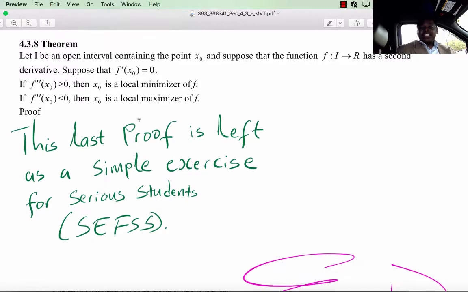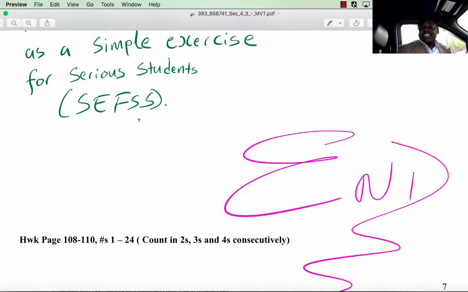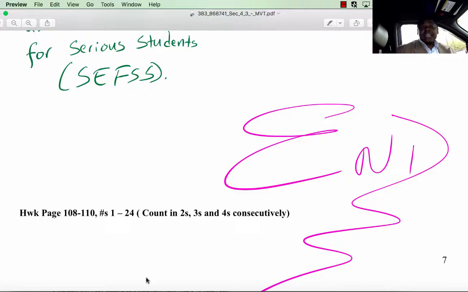The proof of this is left as a simple exercise for serious students, and you can find it in the text. I will talk some more in class about the exercises I expect you to do from section 4.3.